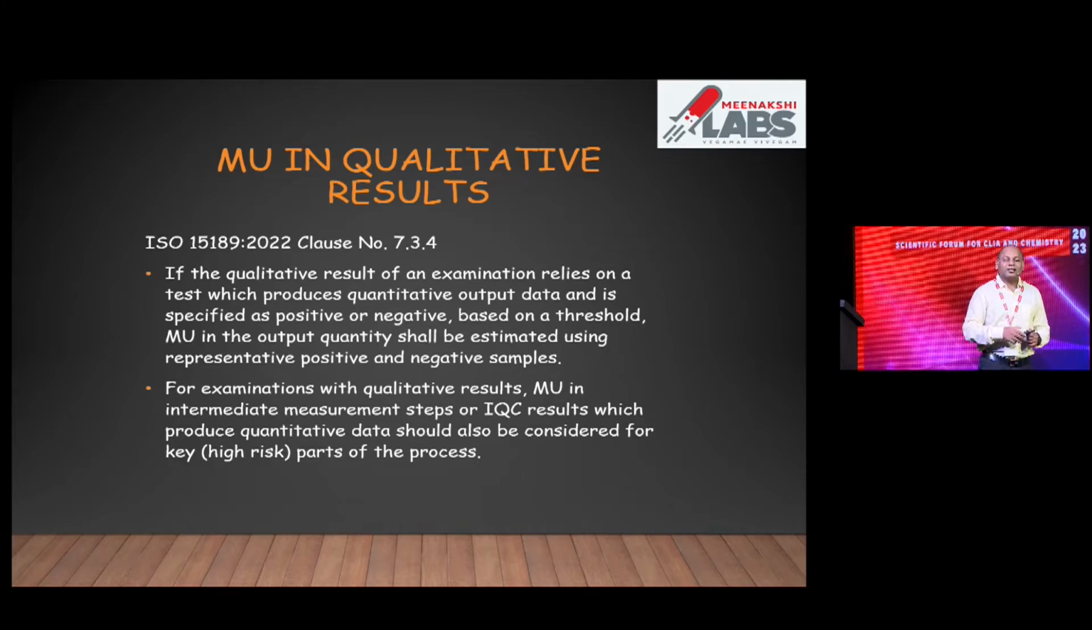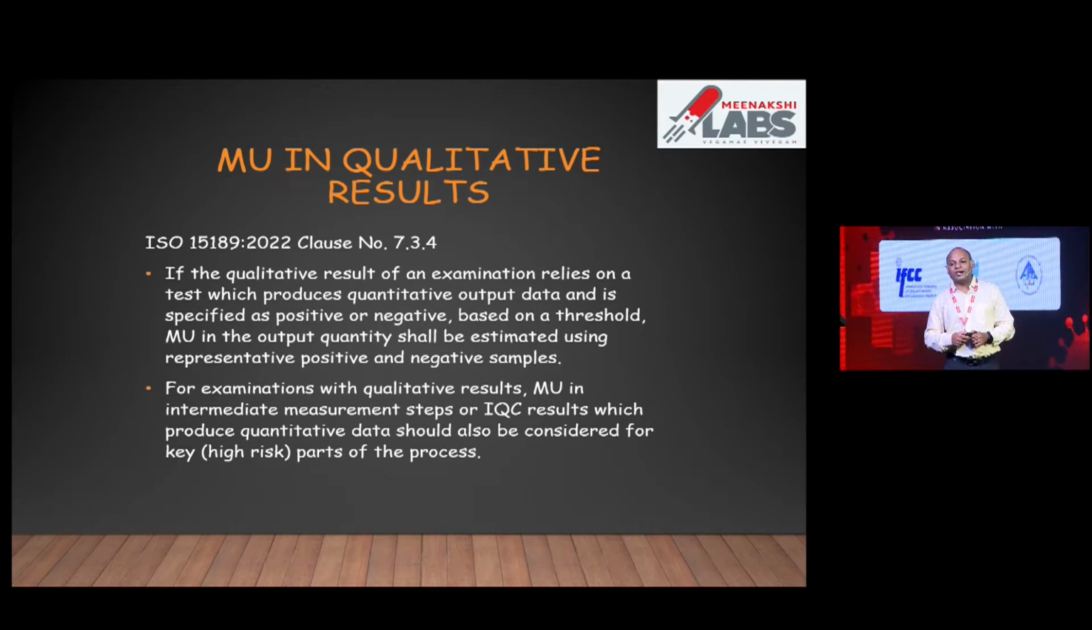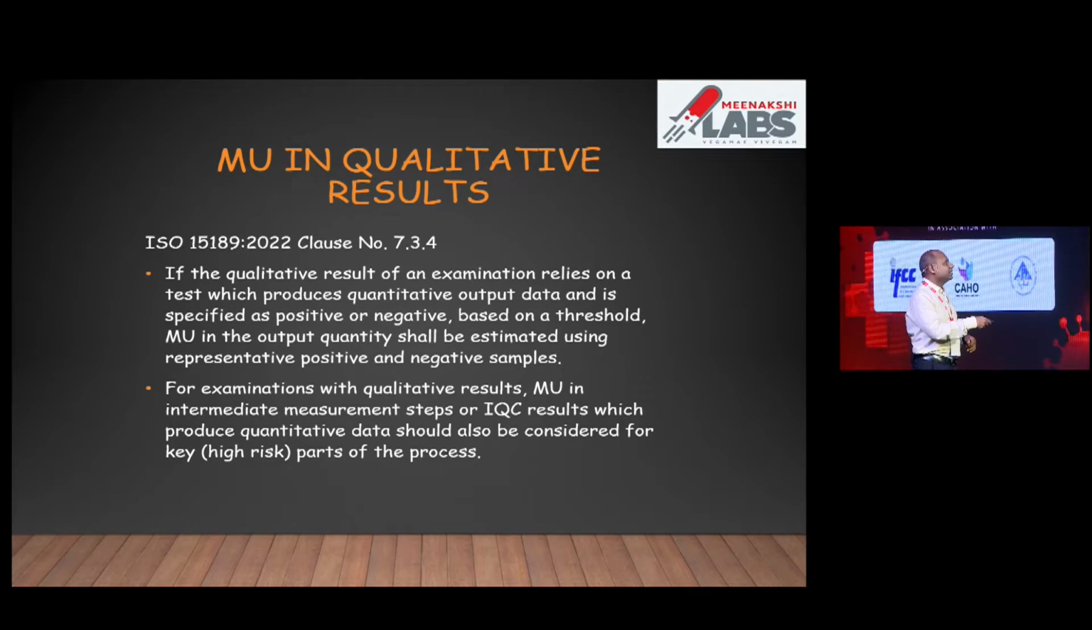Now there are certain other qualitative tests where it is difficult, or where the intermediate step may not be generating any quantitative data. Now how to go for that? Again, we will see in the next slide. This is basically what I have mentioned, where it generates a quantitative output in the intermediate step.